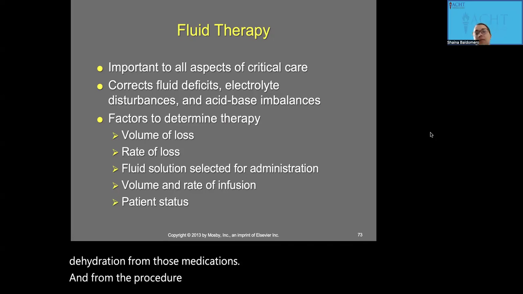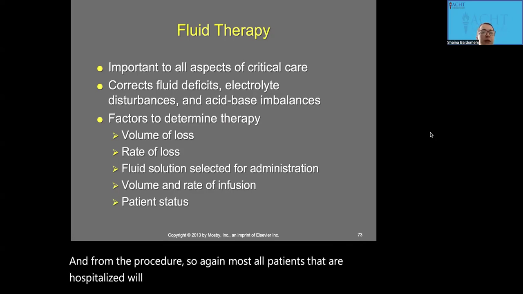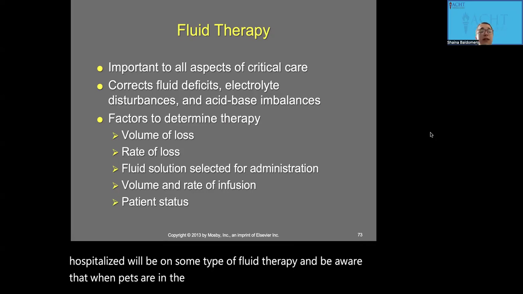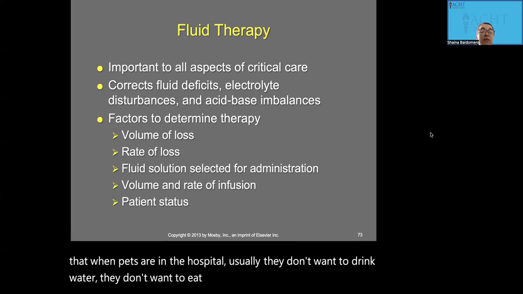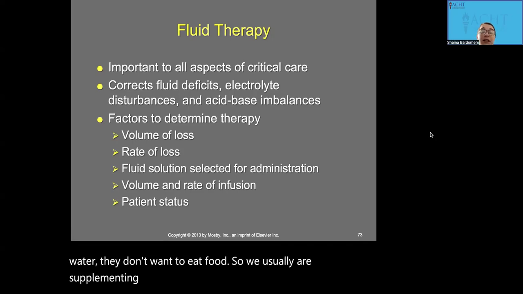So, again, almost all patients that are hospitalized will be on some type of fluid therapy. And be aware that when pets are in the hospital, usually they don't want to drink water, they don't want to eat food. So we usually are supplementing them with hydration and then also supplementing them nutritionally.